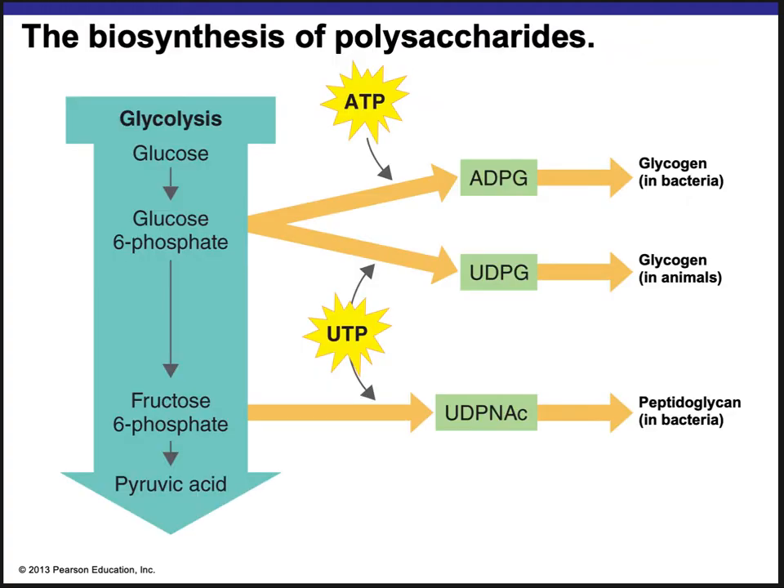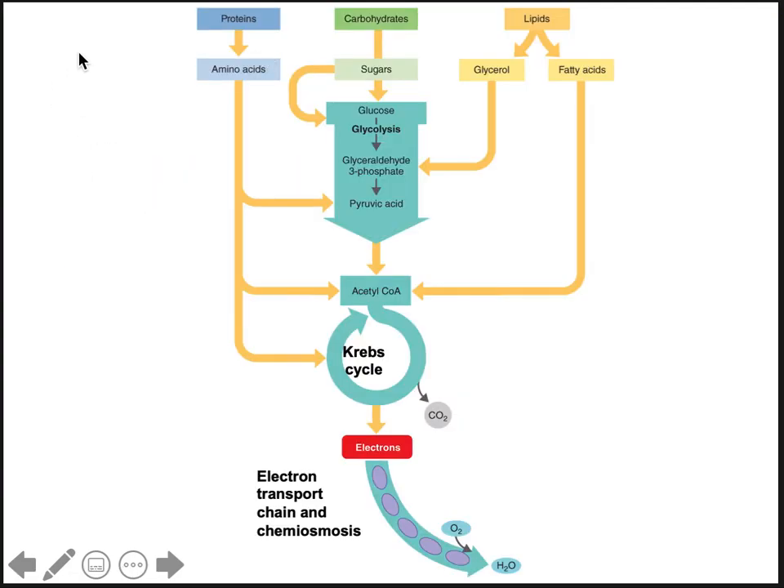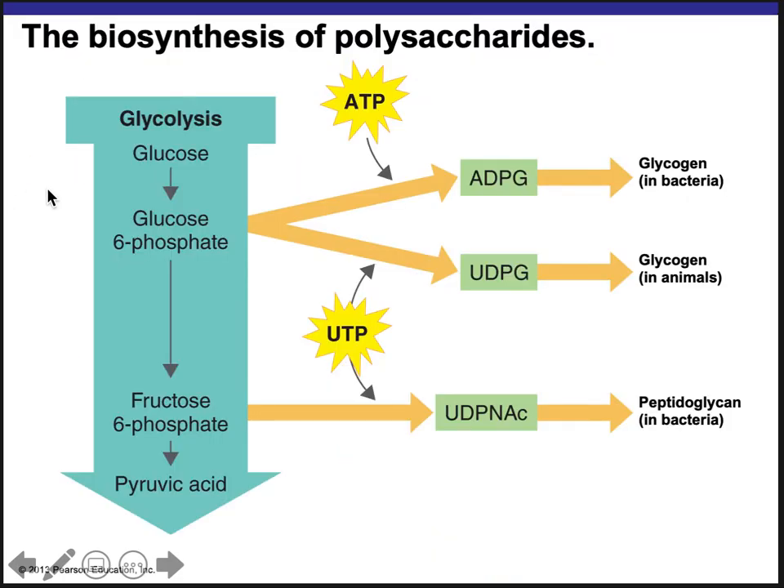Okay, so now looking at the biosynthesis. So instead of here, we're talking about catabolism, right? Breaking down to get energy. Now we're briefly looking at anabolic reactions to build, put together. So if we need building blocks, we can take some of those building blocks out of glycolysis and make things like glycogen and peptidoglycan. Okay, it does require energy to use those building blocks and make a product.